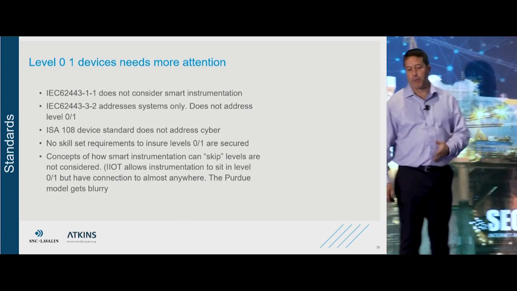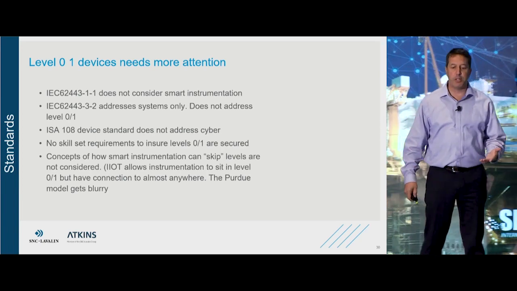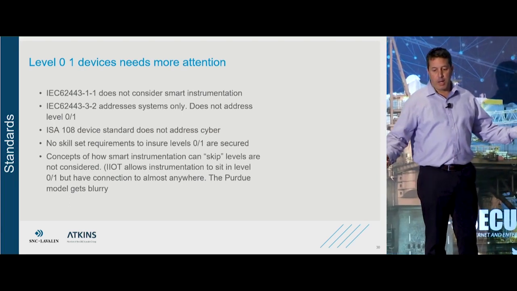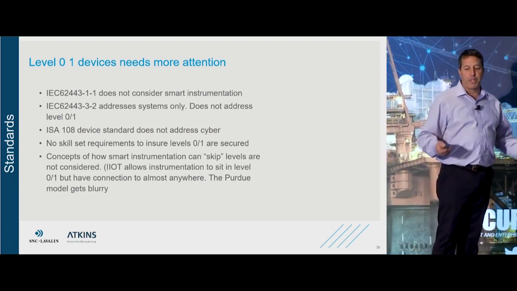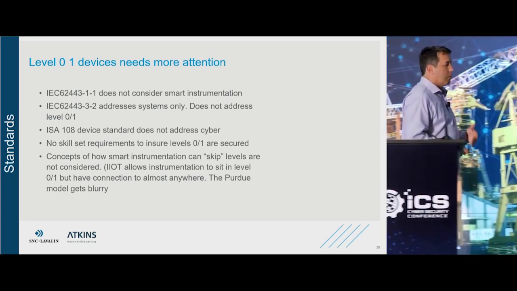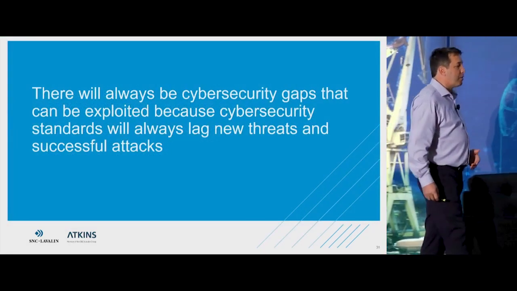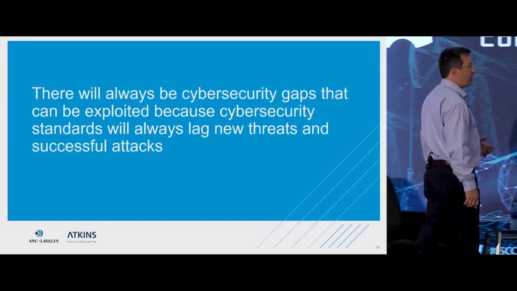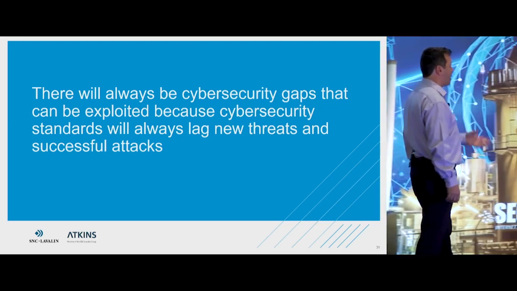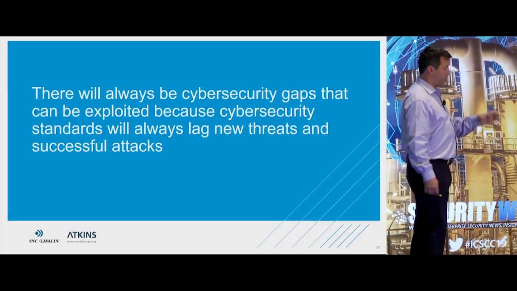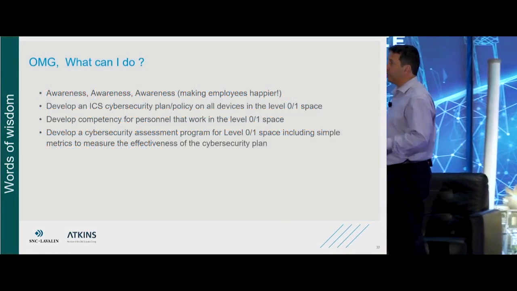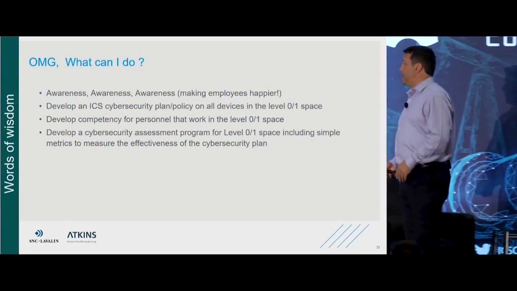Considering 62443 doesn't consider smart instrumentation today. They address systems only, they don't address levels 0 and 1. So the concept of smart instrumentation can actually skip levels and is not considered at all. So again, this needs to be revamped. There will always be a cybersecurity gap in the standards. The standards are actually creating a cybersecurity gap because they lag on new threats and successful attacks, and they lag on the technology itself. So, oh my God, what can we do?